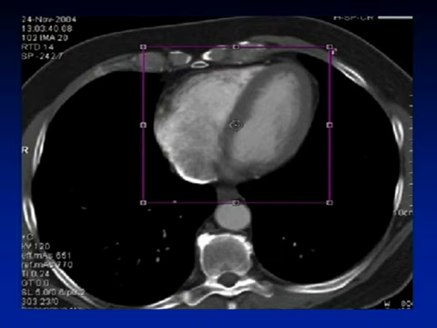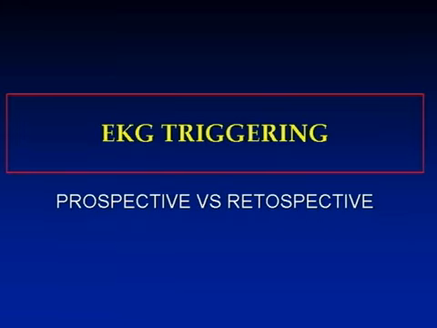The other thing you always want to do is you always want to tell the technologist to isocenter the heart for the scan. And once you have the scan data, you want to reconstruct with a small field of view, and that'll help to improve your resolution.